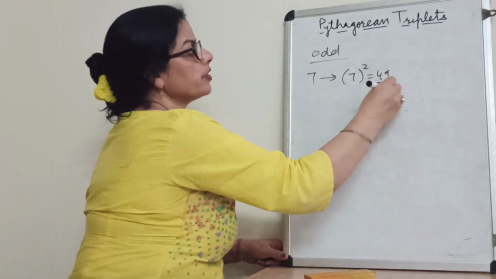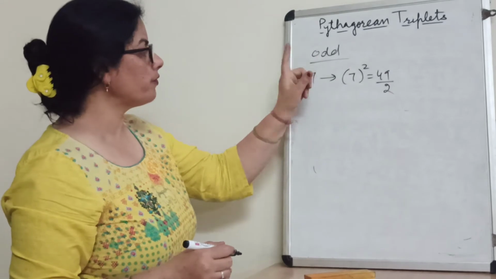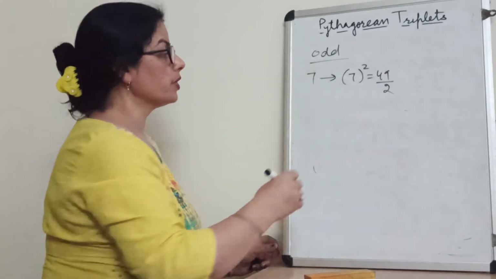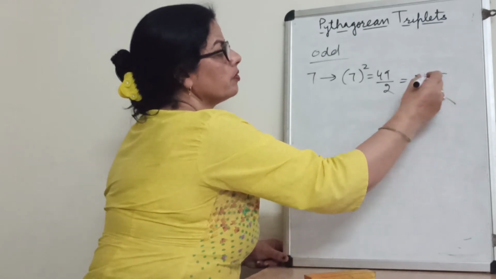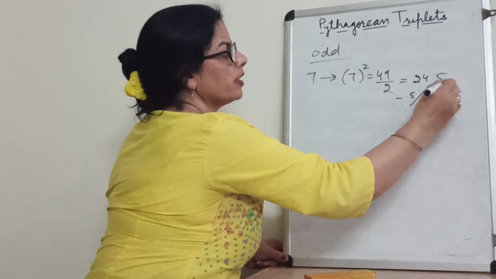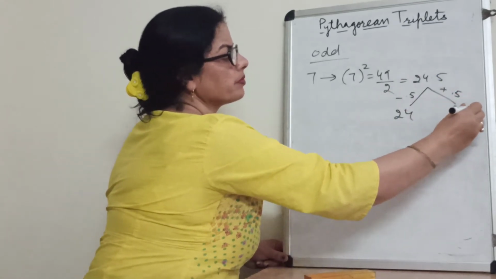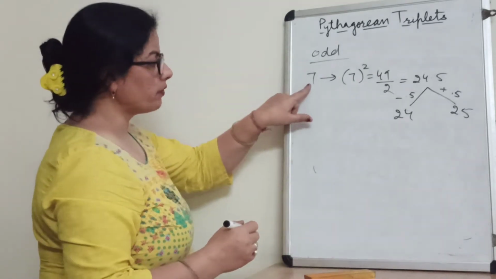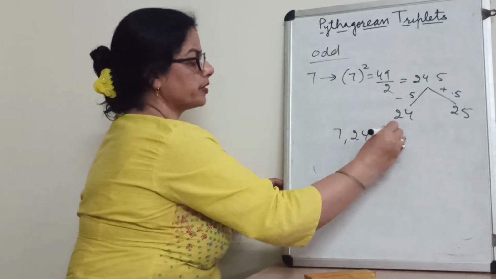And then divide by 2. When even, first divide by 2, then take the square. If odd, first take the square, then divide by 2. See what will come? 24.5. Now 0.5 we will subtract, 0.5 we will add. If you subtract, 24; if you add, 25. So 7, 24, 25 will be a Pythagorean triplet.